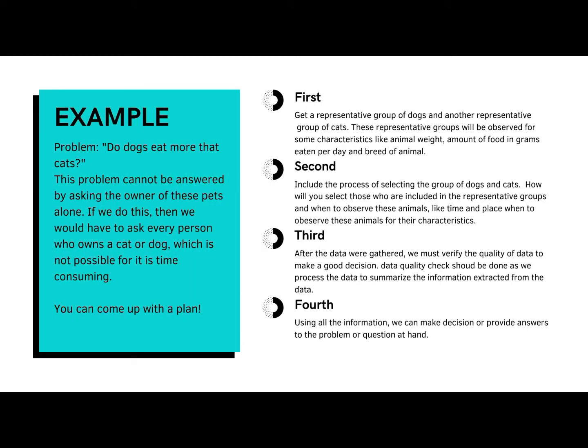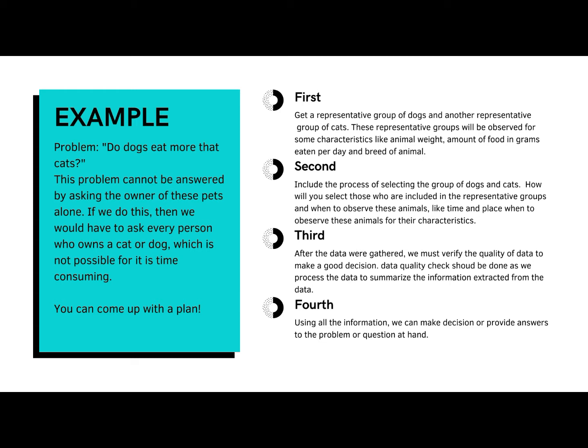As an example, we have the problem here. We want to know if dogs eat more than cats. This problem cannot be answered by asking the owner of these pets alone, right? If we do this, then we would have to ask every person who owns a cat or dog, which is not possible for it is time consuming. Hence, we can come up with a plan.